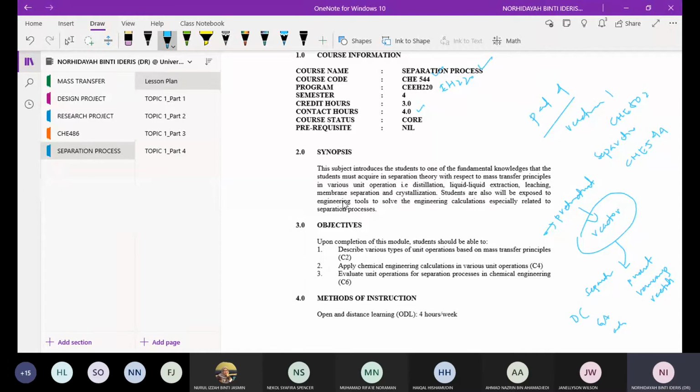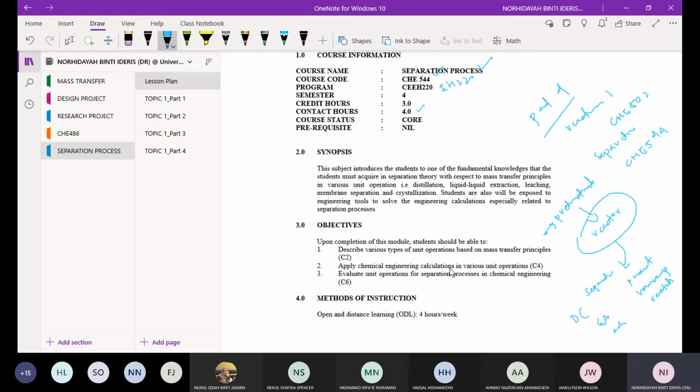Okay, you can read this synopsis. Okay, and then the objective. Okay, you must be able to describe various types of unit op. Maksudnya sekarang ni at the end of the subject dah boleh faham lah distillation macam mana, liquid extraction, leaching and everything. Okay, and then apply chemical engineering calculation.